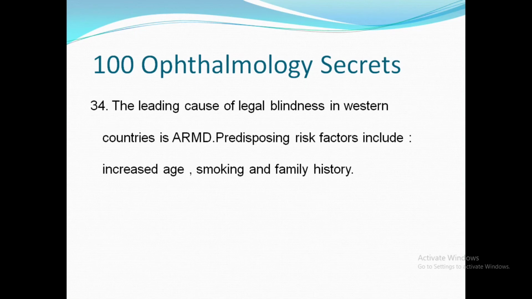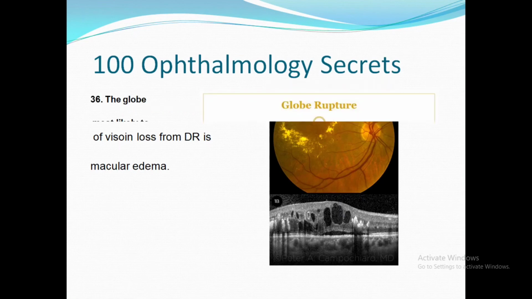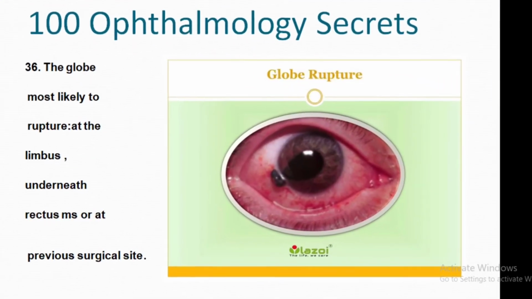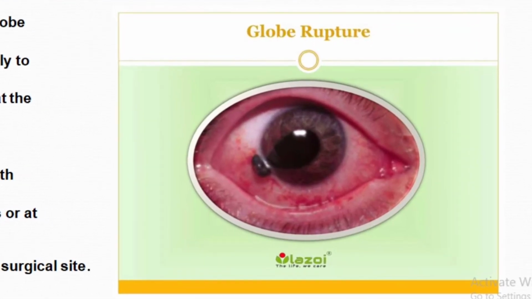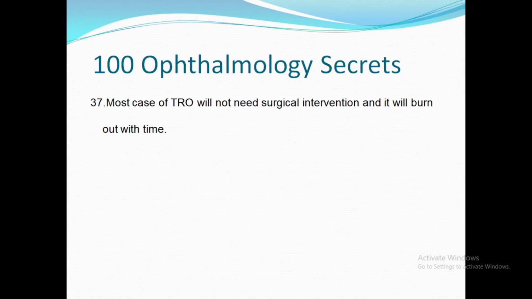The leading cause of legal blindness in Western countries is age-related macular degeneration. Predisposing risk factors include increased age, smoking, and family history. The most common cause of vision loss from diabetic retinopathy is macular edema. The globe is most likely to rupture at the limbus underneath rectus muscle or at previous surgical site. Most cases with thyroid-related ophthalmopathy will not need surgical intervention and it will burn out with time.